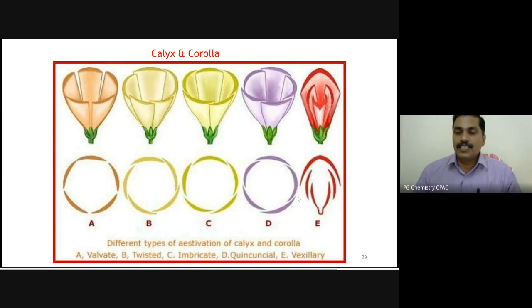Then vexillary. So this is where ascendingly it covers the petals or sepals. The innermost petal is covered by the outer layer, which is covered by the outermost layer. So these are the basic aestivation types of petals and sepals.